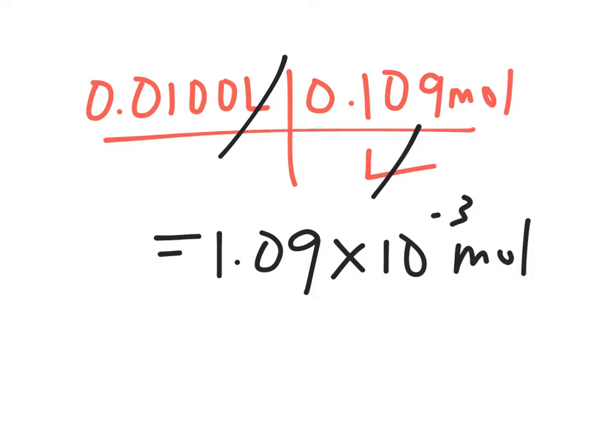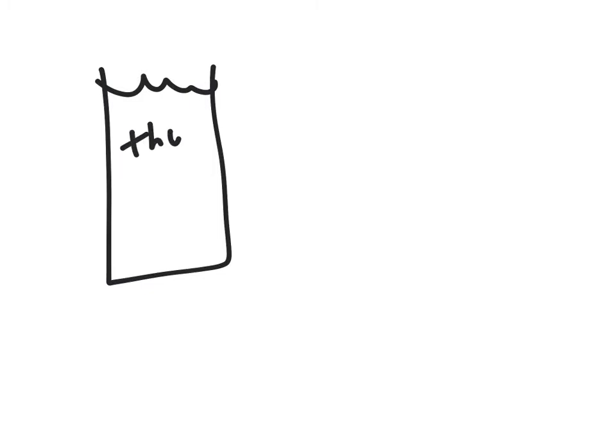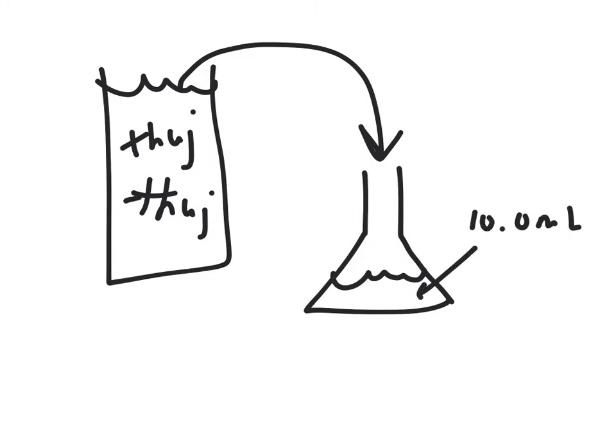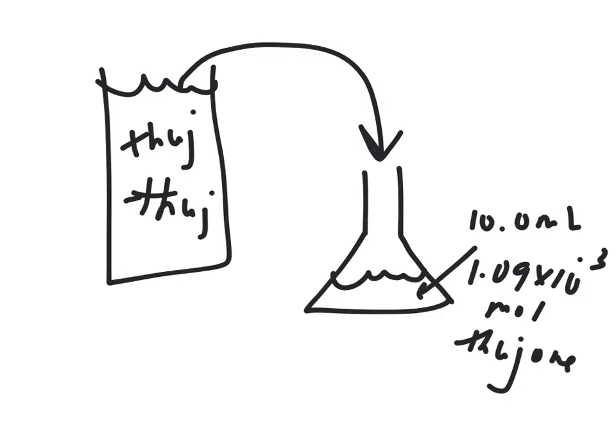So what does that mean? That means that if I have this big beaker of water that was a solution of thujone, so there's little thujone molecules floating around in here, and I poured some of this solution out into, say, a flask, and the total volume that I put in this flask was 10.0 mils, then in that 10.0 mils, I would have 1.09 times 10 to the minus 3 moles worth of thujone molecules. So that's what we just calculated.